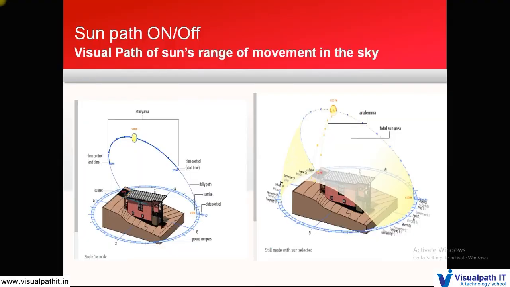Next comes your sun on off. There is an option in Revit for solar studies where you can see the visual path of the sun's range of movement in the sky. So you can see the sun at different times. You can set your own time at 10, 11, 12. Whatever time you move the sun, it will show the shadows accordingly. The shadows will fall on the building as per the sun's position. Here you can see the difference. This is the single day mode and this is the still mode.